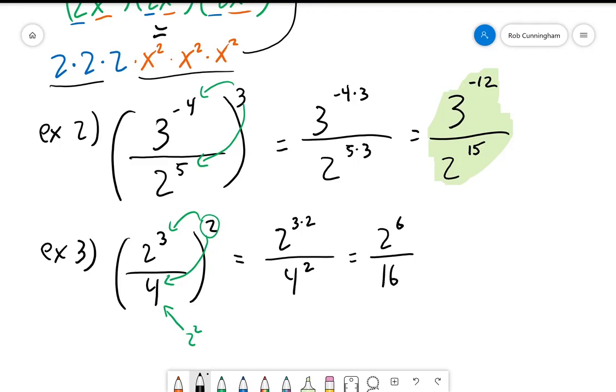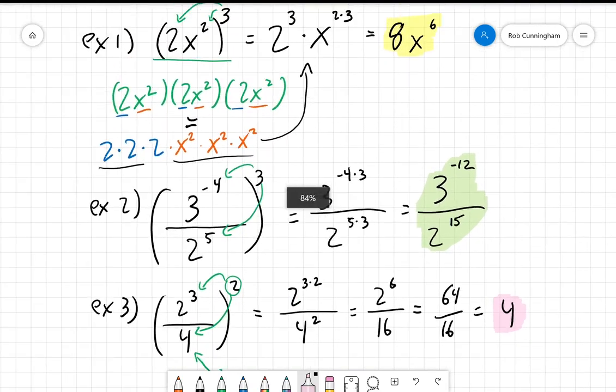What is 2 to the 6th? I actually do recommend that you invest some energy into memorizing the powers of 2. I'm not normally a memorization person, but the powers of 2 come up in math all the time. 2 to the first is 2, 2 squared is 4, then 8. You're just doubling every time, right? It's an exponential curve. 16, 32, 64. So it's 64 over 16, which is 4.